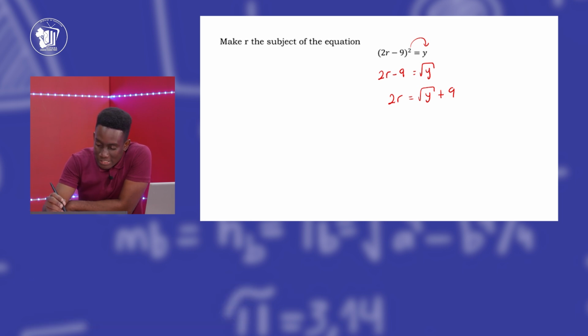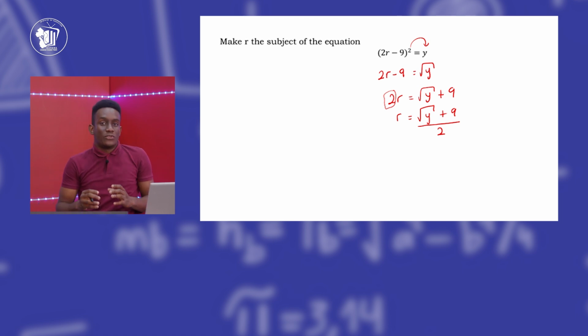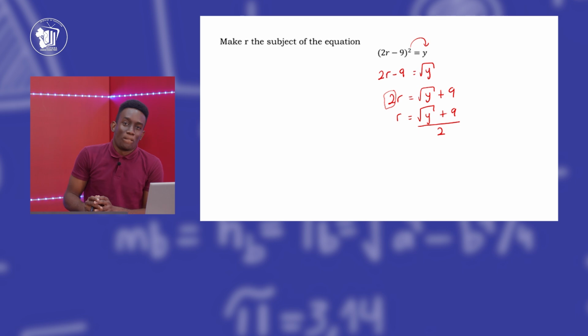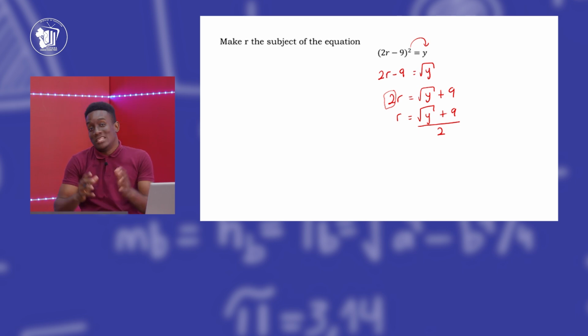And last but not least, the 2 is multiplying. So when I take it over, it will divide. So I'll have r is equal to the square root of y plus 9 all divided by 2. And this is how we make r the subject of the formula. So just remember, you have to go through the logical steps. You want to see something that is doing something to the entire equation, and you want to start taking over those numbers first, or those terms first, until you're left with the thing that you want to make the subject by itself.